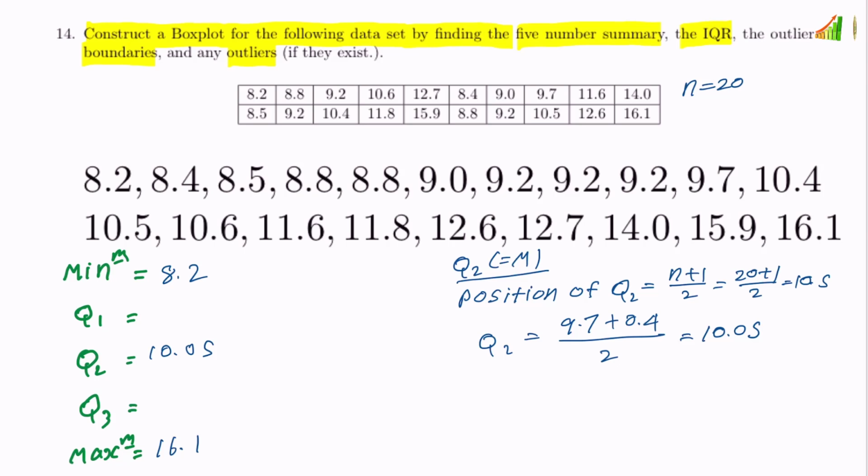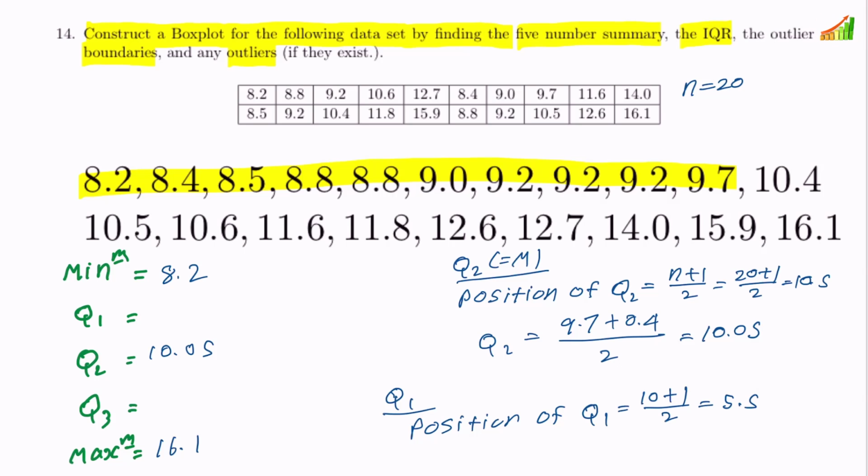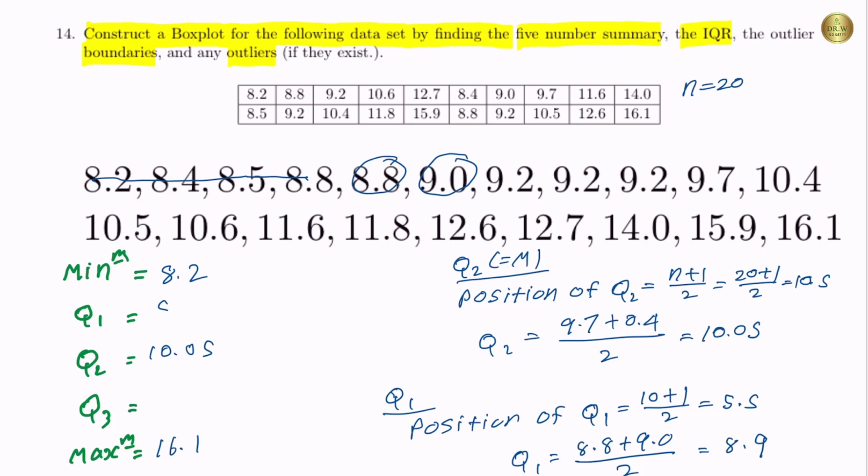How do we find the Q1? We consider the numbers before the Q2. So Q2 is 10.05. Therefore, we consider these 10 numbers before the 10.05. Now let me write down Q1. So position of Q1. How many numbers do we consider now? It's 10 only, right? 10 plus 1 divided by 2, that is 5.5. Now we consider two numbers, the 5th and 6th numbers, and get the average. Therefore, Q1 equals (8.8 plus 9) divided by 2, that is 8.9. So that is the Q1.